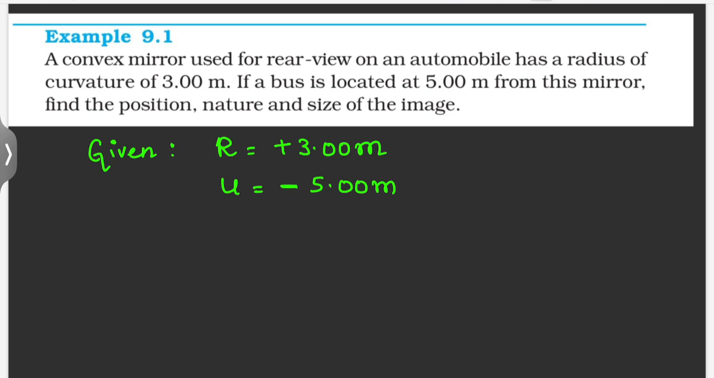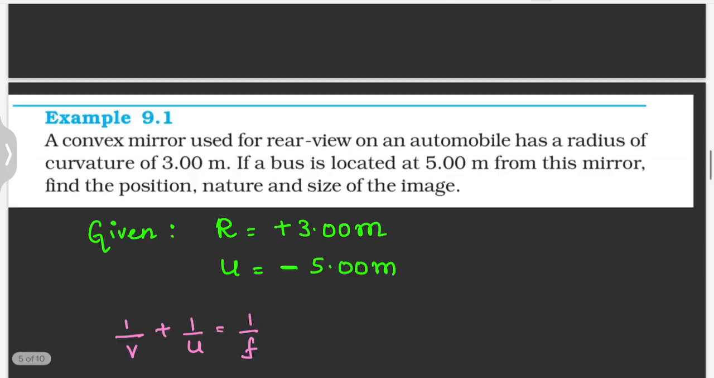So for this, let us write the mirror formula. The mirror formula is 1 by V plus 1 by U is equal to 1 by F. This is the mirror formula. So here you can see U is given in the question, which is minus 5 meter. V we have to find. F, focal length, is not given. So first let us calculate F.